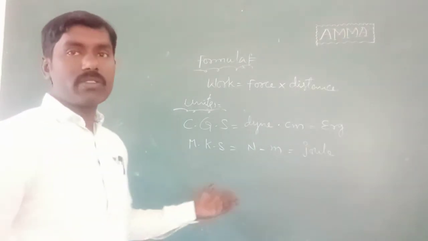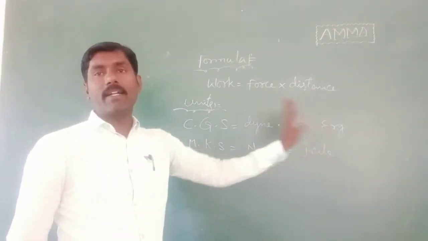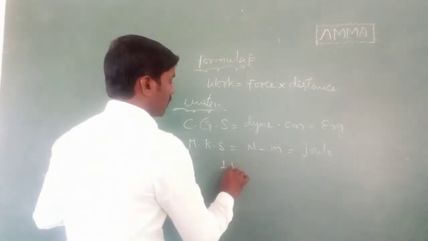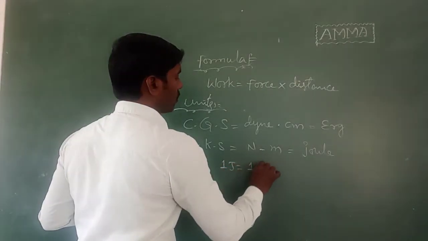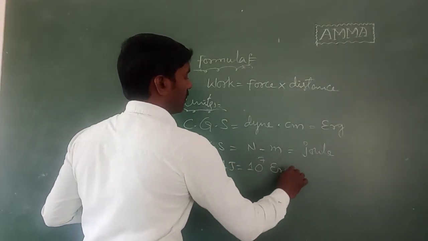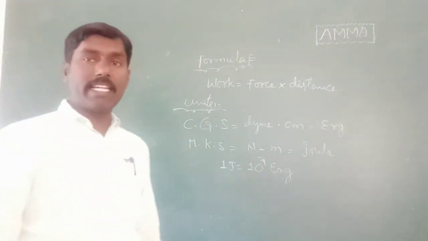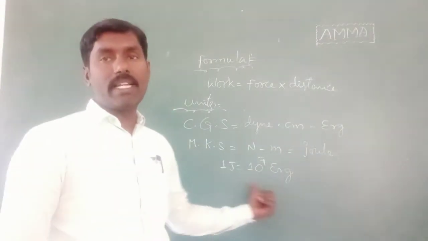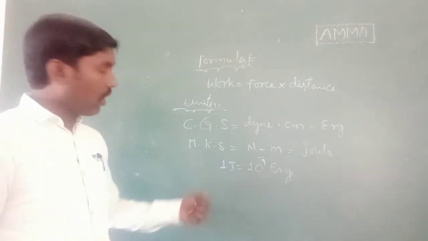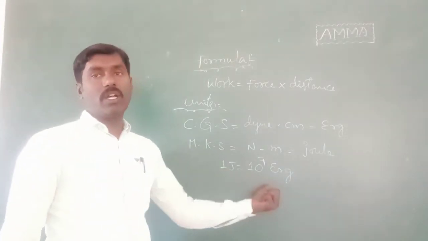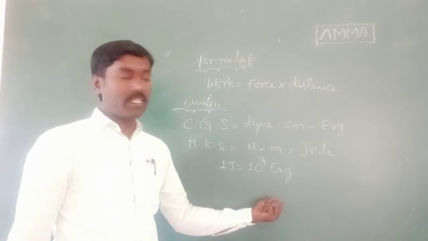Now let us find out the relation between joule and erg. 1 joule is equal to 10 power 7 erg. Students, this is the standard value. At the same time, about the relation between joule and erg, let us find out how 1 joule is equal to 10 power 7 erg.